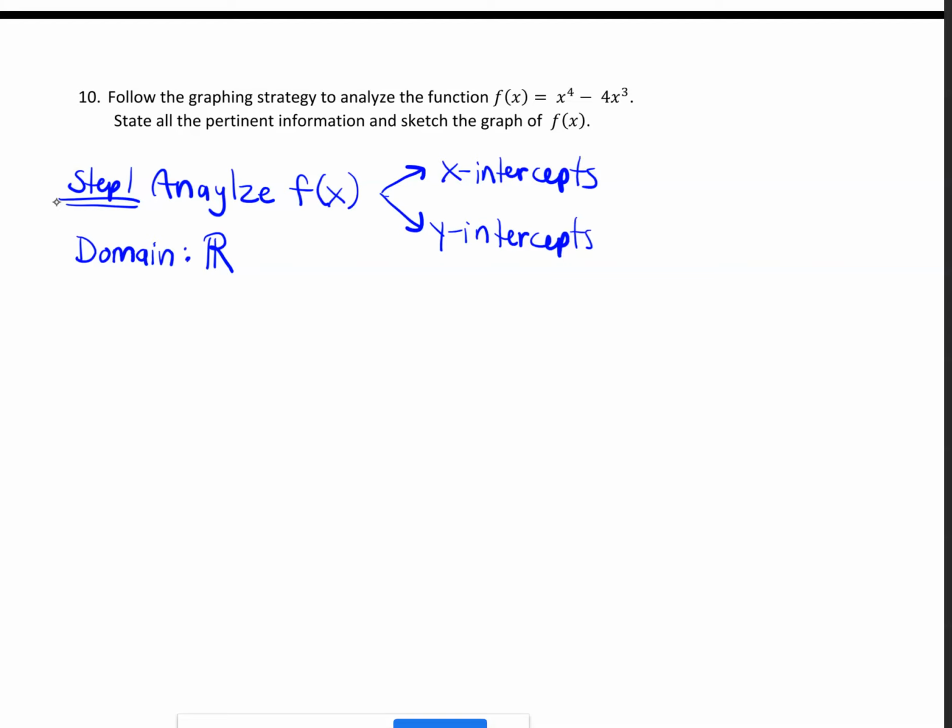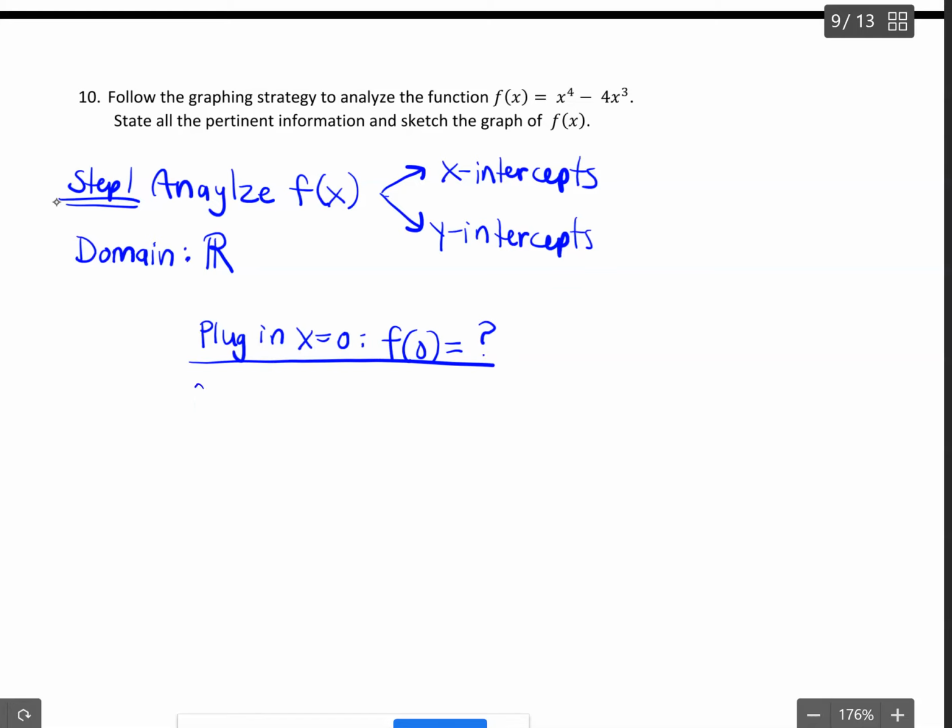Okay. Now, the harder thing to do algebraically is to figure out what x value or values I can plug in to make the function output a 0. Inputting a 0 is easy. Outputting a 0 usually involves a little bit more algebra. So I'm just going to take my function. My function rule was x to the fourth minus 4x cubed, and I'm going to set that equal to 0 and ask myself what inputs would make that happen. So you might have to do some factoring.